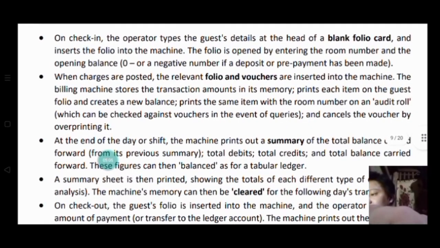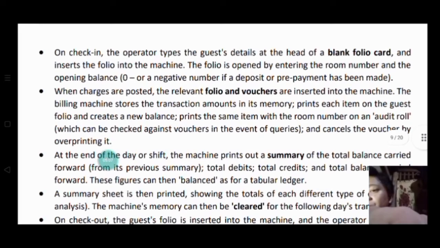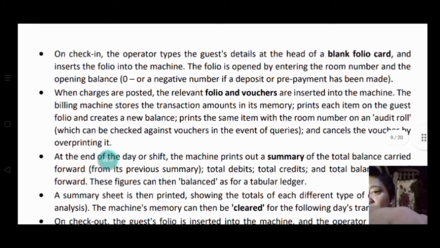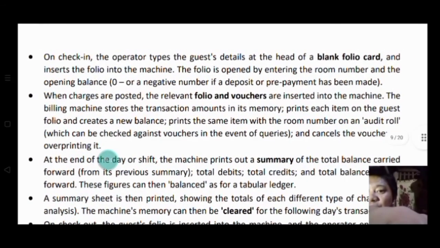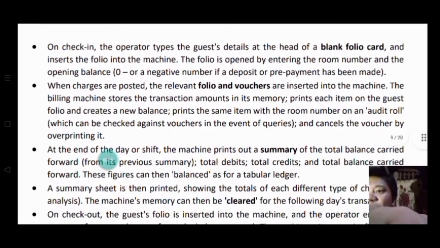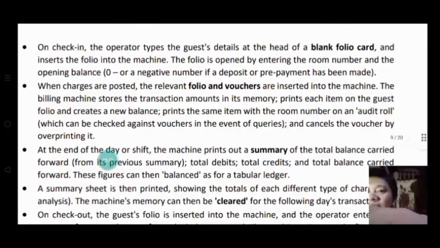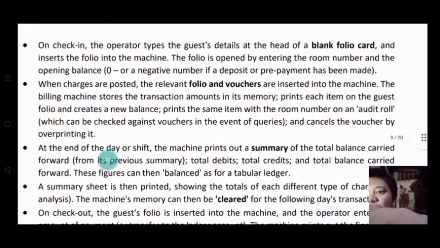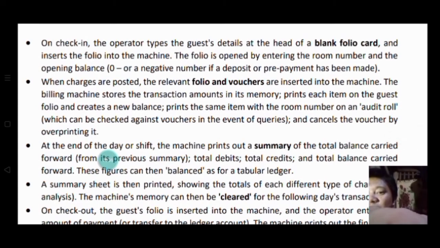And then, when charges are posted, the relevant folio and vouchers are inserted into the machine. The billing machine stores the transaction amount in its memory, prints each item on the guest folio and creates a new balance, prints the same item with a room number on an audit roll, which can be checked against vouchers in the event of queries, and cancels the voucher by overprinting it.